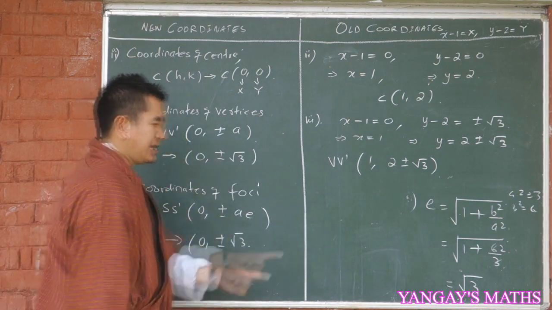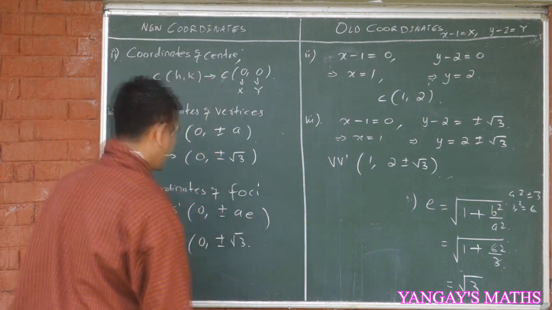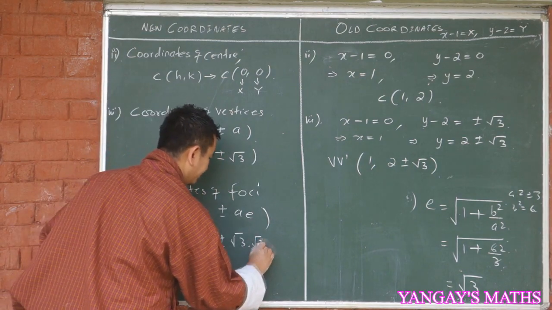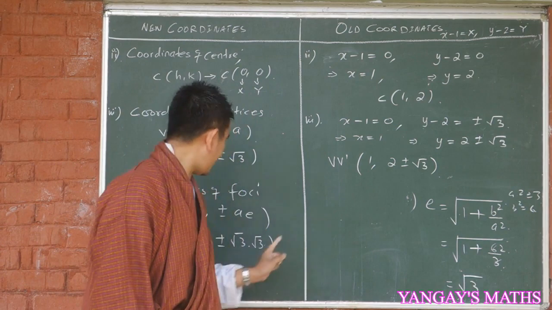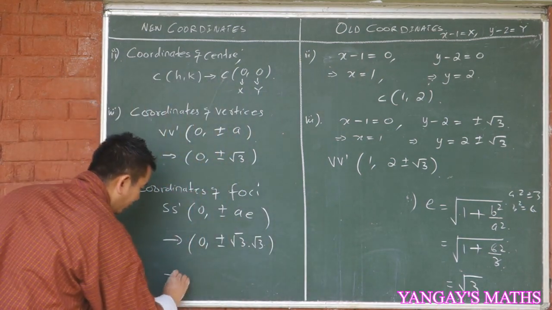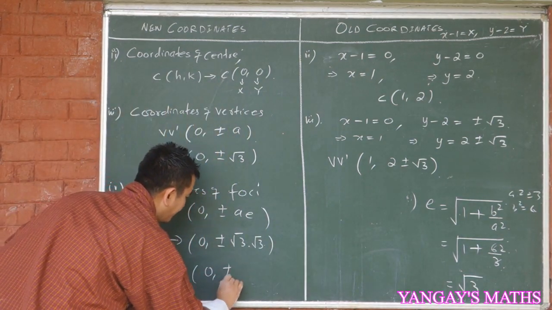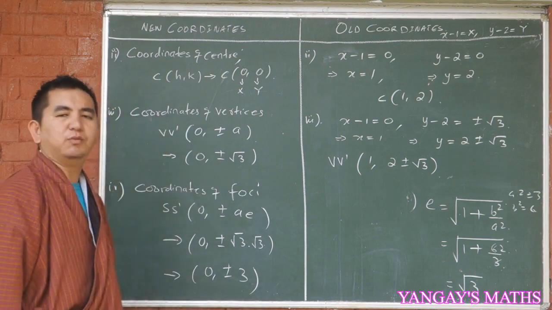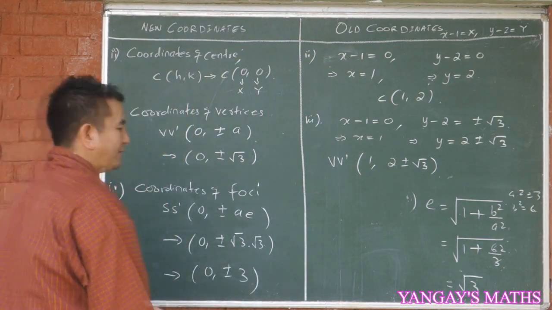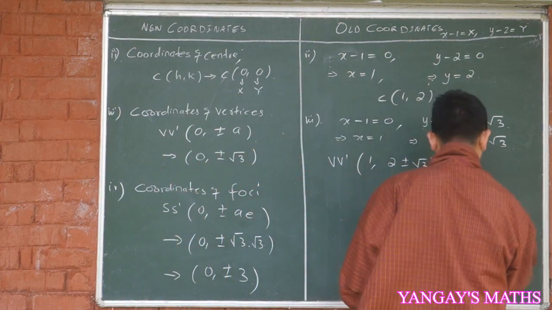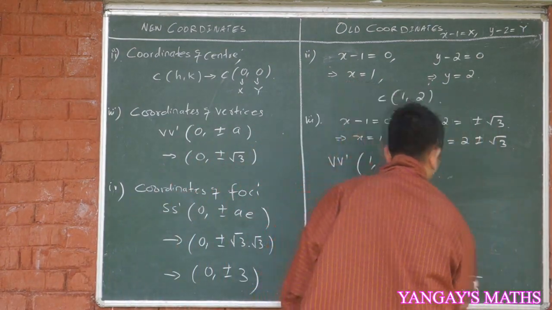What's the value of e? What's the value of e? It's equivalent to root 3. Yes or no? A value is root 3 and e value also is root 3, which is equal to 0 comma plus or minus 3. This becomes a focus point. Root 3 times root 3 is root 9. Root 9 value is equivalent to 3. Right. Oh, I need this value.